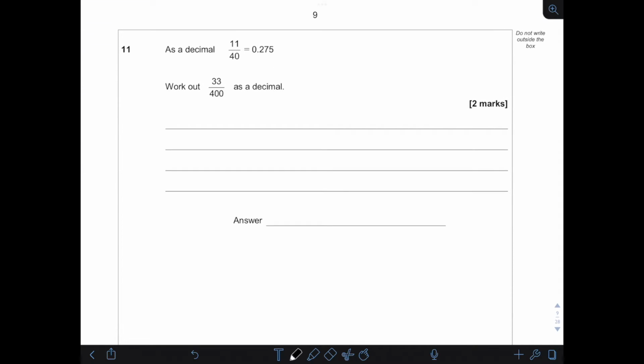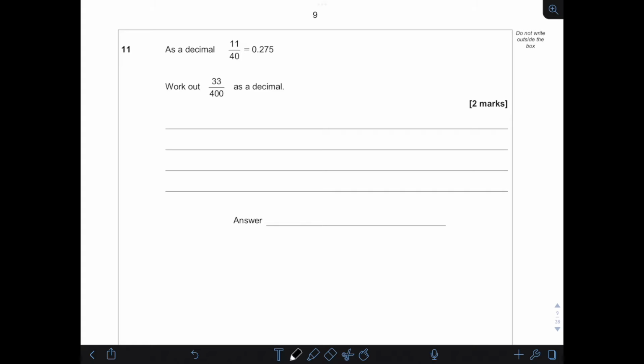Question 11 as a decimal, 11 over 40 is 0.275. That's very kind of them to give us that. And now we should work out the 33 over 400 as a decimal. What this is asking you to do is essentially algebraic manipulation, or trying to figure out how to manipulate the fractional numbers.